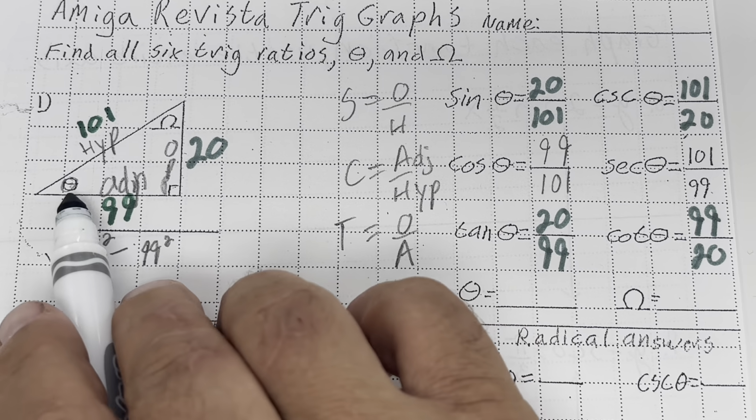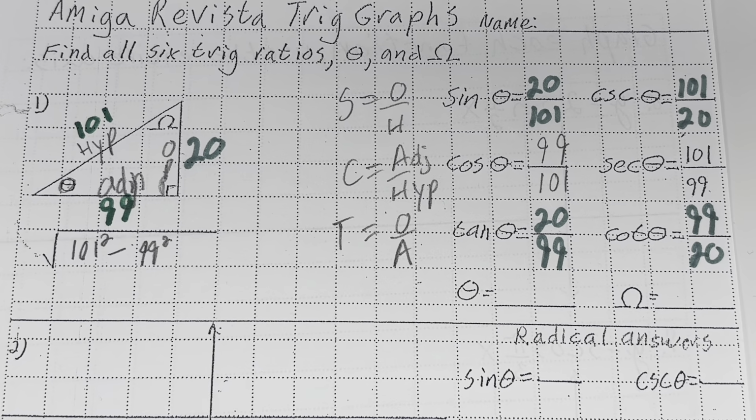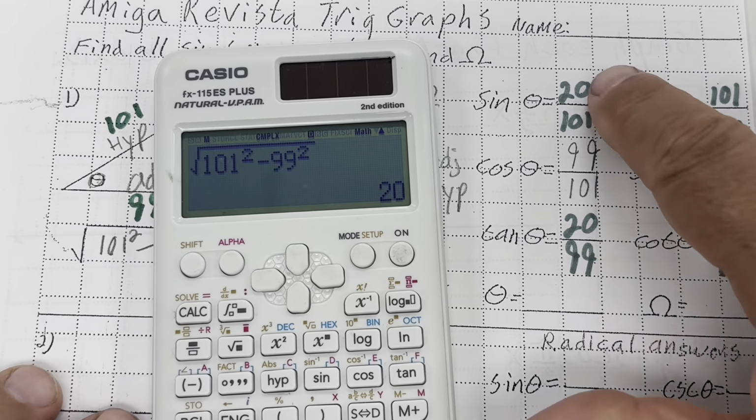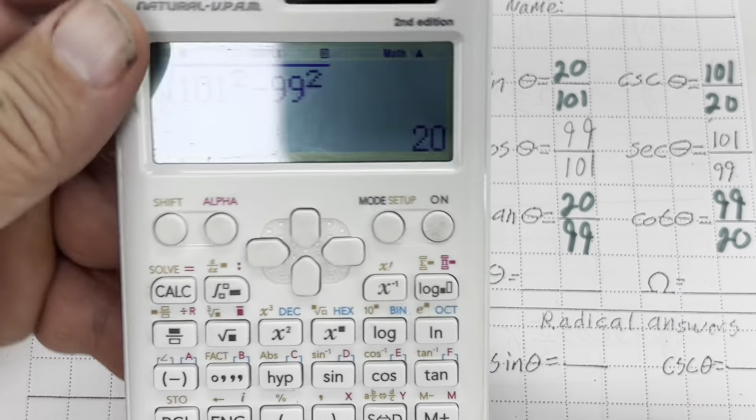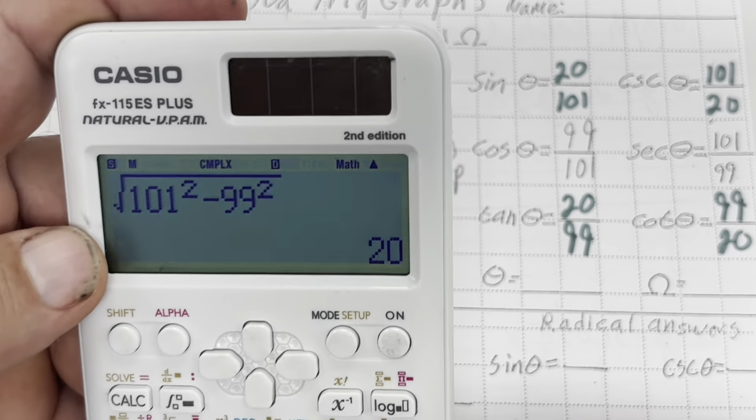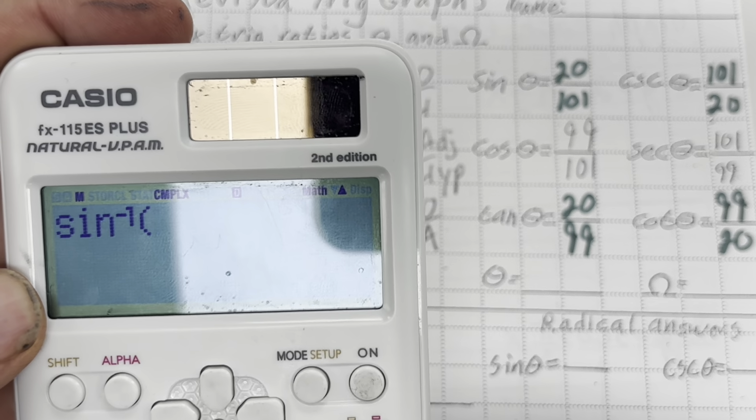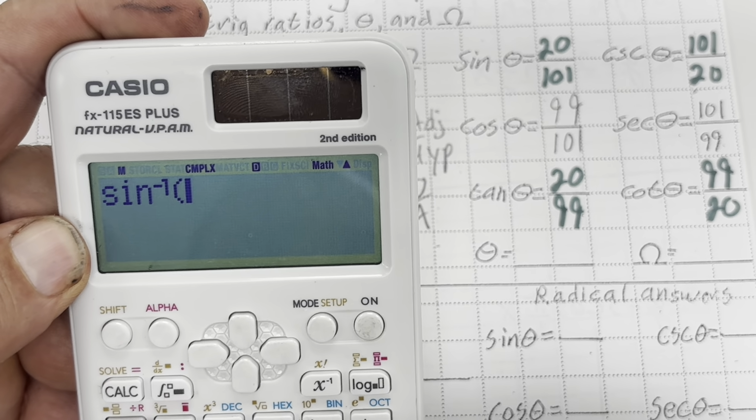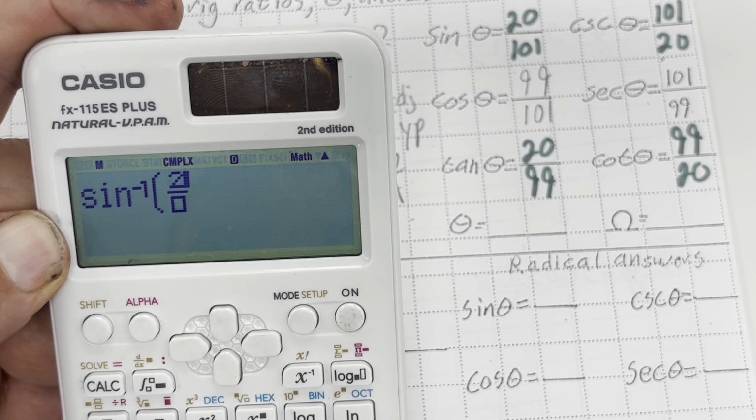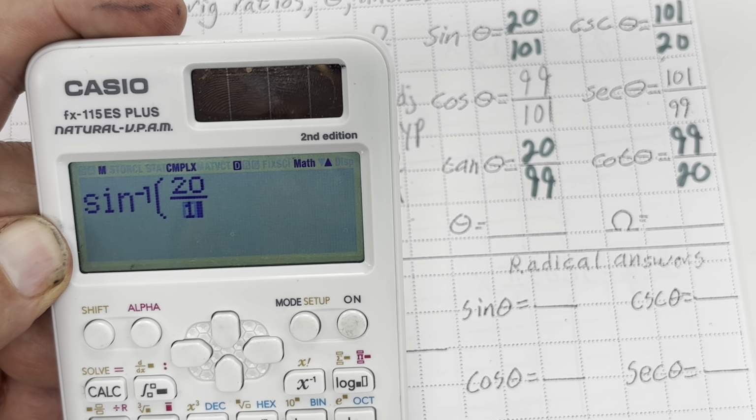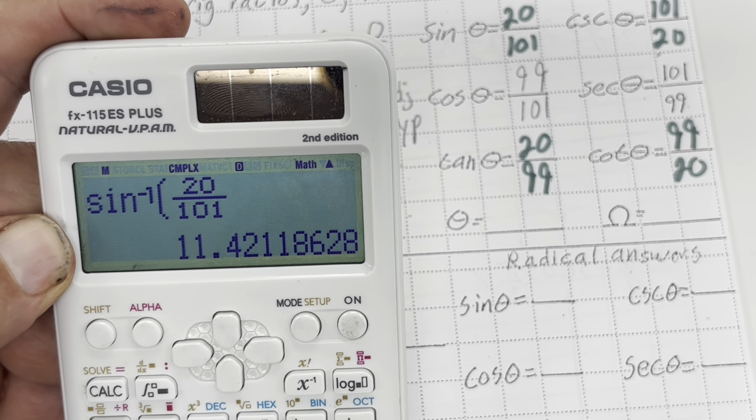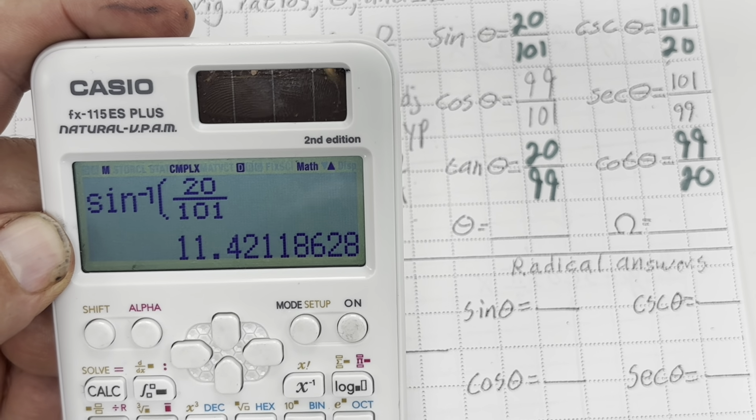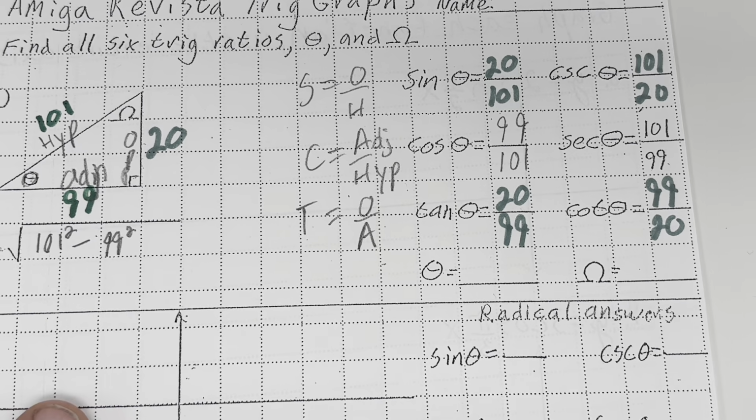To find theta, this angle over here, we have to do shift sine, the arc sine of 20 over 101. So on our calculator, we're going to hit shift sine of 20 over 101. And it gives us an angle of 11.42. So we'll round that to just 11 degrees.